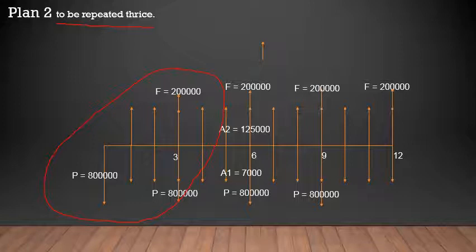So the second plan will have 4 cycles. The first plan had 2 cycles, the second plan will have 4 cycles in order to make it equal to the LCM. Since I reached the LCM of 12, stop. There is no further repetition required.